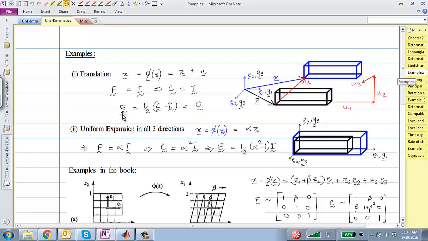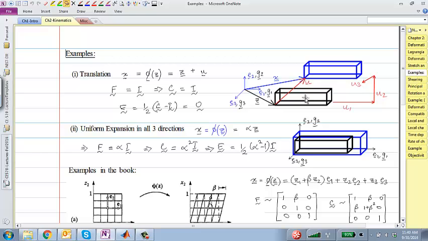So we looked at translation. We found that the deformation gradient is identity. The Cauchy-Green deformation tensor is identity. It's an identity field, by the way. At every point in the undeformed coordinates is the same tensor, the identity tensor.